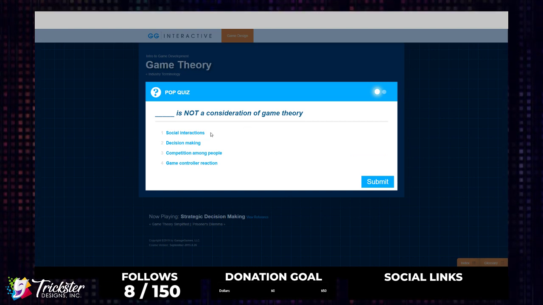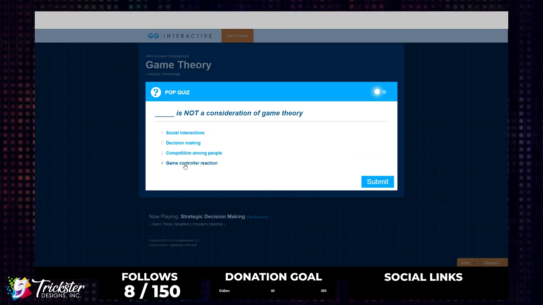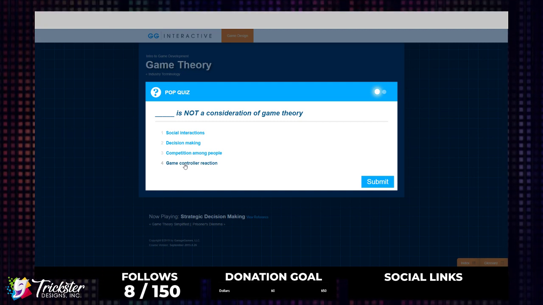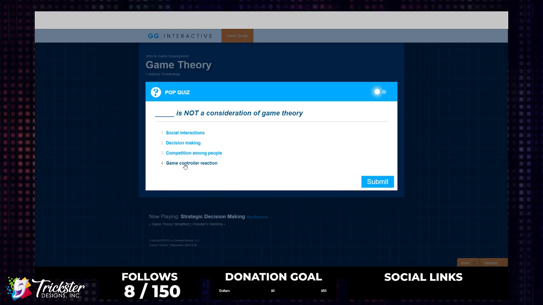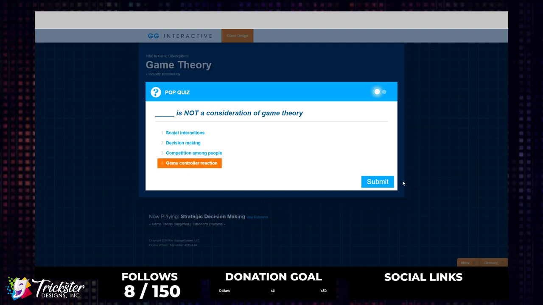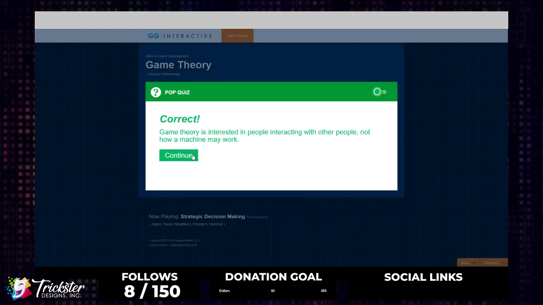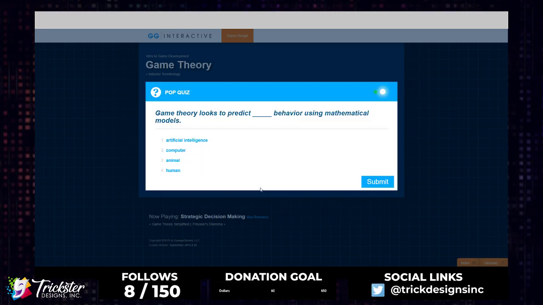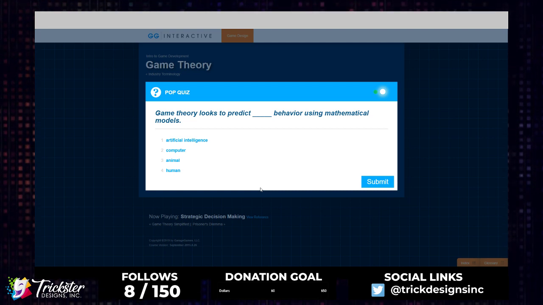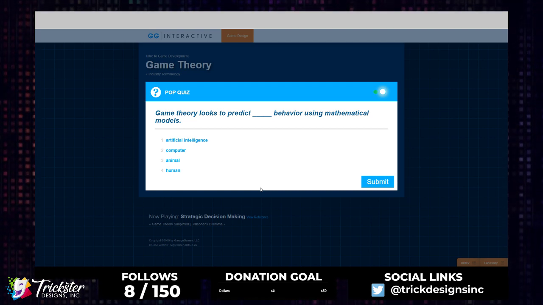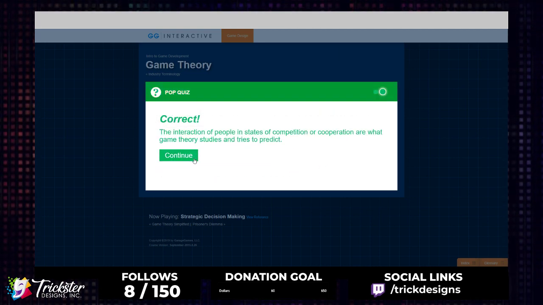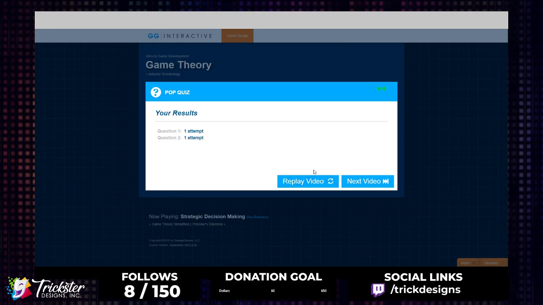Game controller reactions are not considered game theory. Game theory is interested in people interacting with each other, not how the machine may work. Game theory looks to predict human behavior using mathematical models. Human behavior! Because it's all about competition.